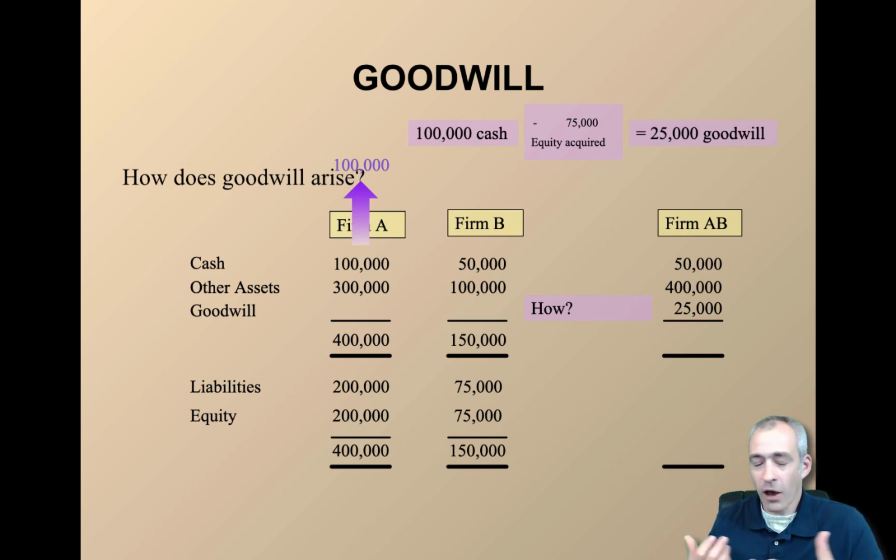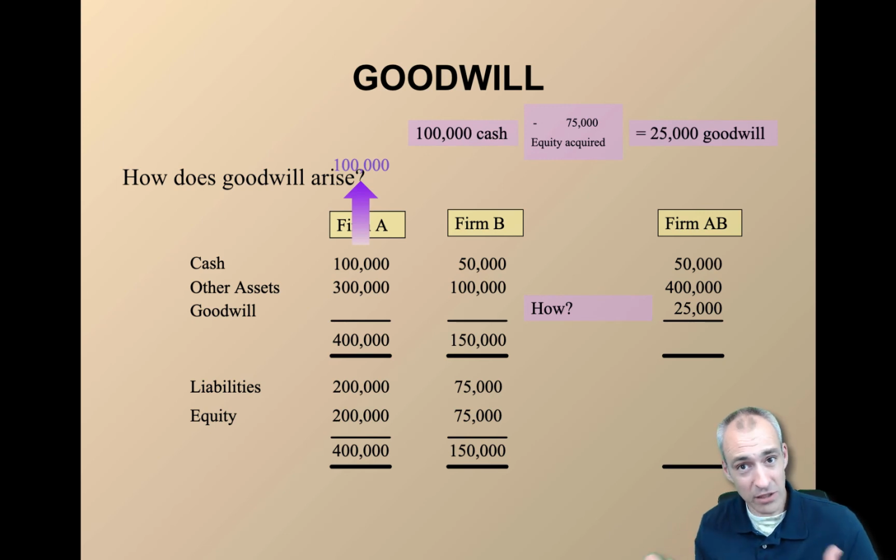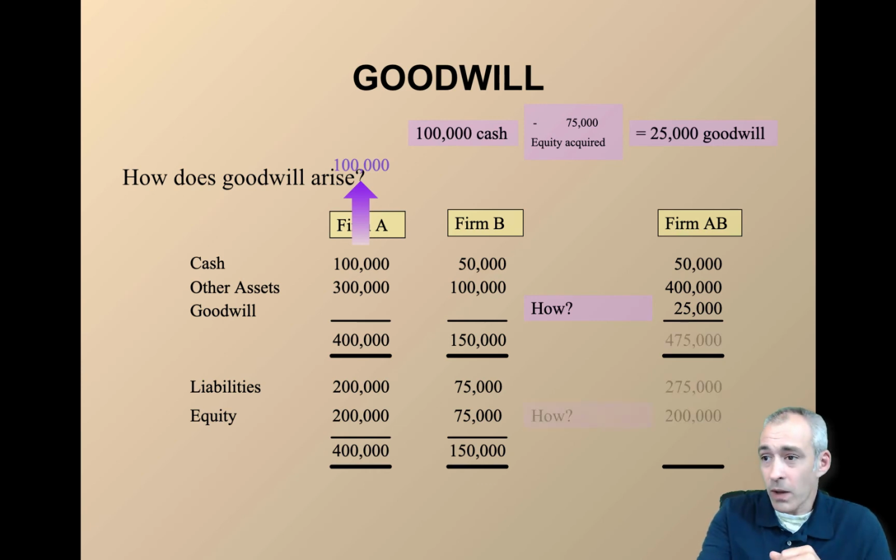Otherwise, we'd have to show this as an expense, as a loss of $25,000. So that violates the concept of will provide a future benefit. So if we think this $100,000 we paid, including that $25,000 we paid above equity value, will provide a future benefit, then it needs to stay on the balance sheet. That's the philosophy. That's the thinking.